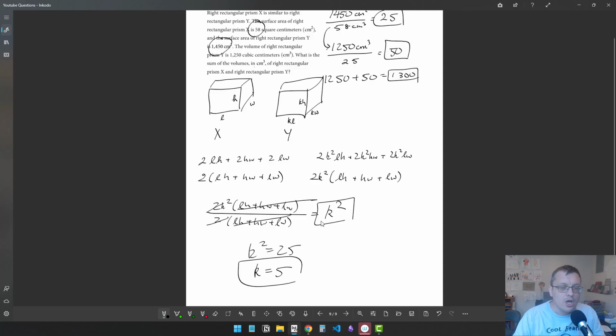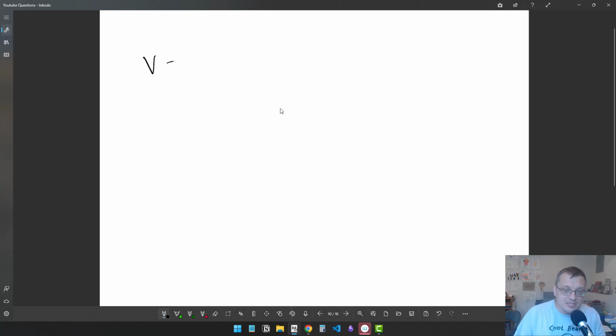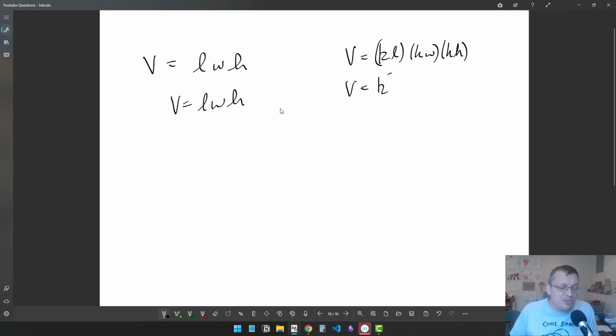So how does this work? Well, what would be the volume of these guys? Let me go to a different page here. The volume of the small one would be length, width, height. The volume of the large one would be k times length, k times width, k times height. Or the volume of this one is length, width, height. The volume of this one is k cubed length, width, height. And so here pops out the other idea that the ratio of the volumes is the cube of the ratio of the sides. Because again, we're scaling up that 1-dimensional scale factor to a 3-dimensional scale factor. And so we're just cubing it.